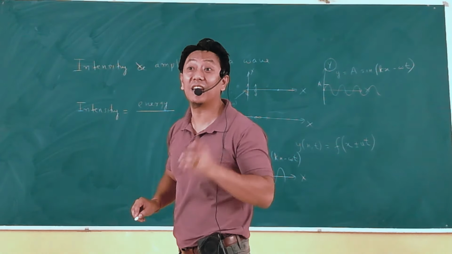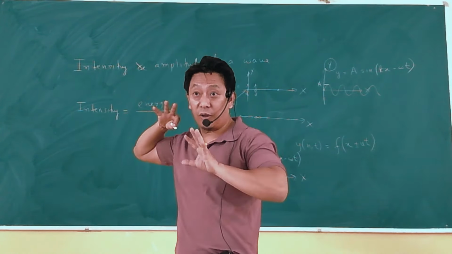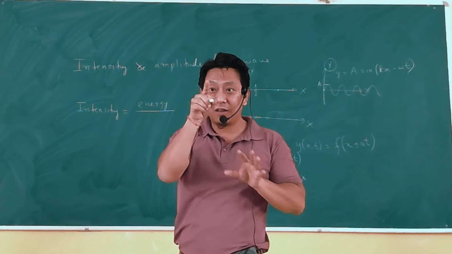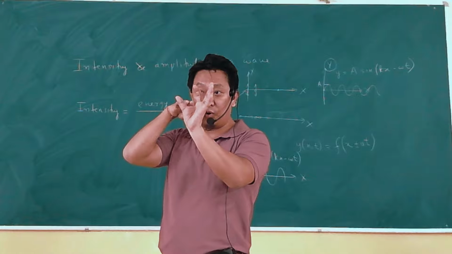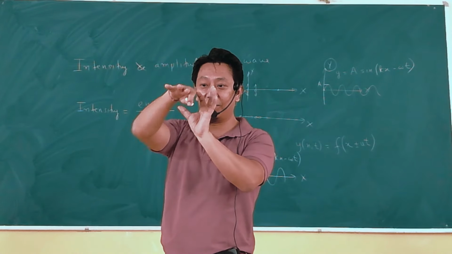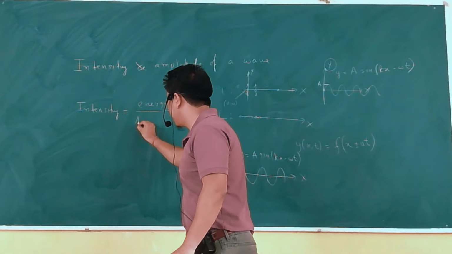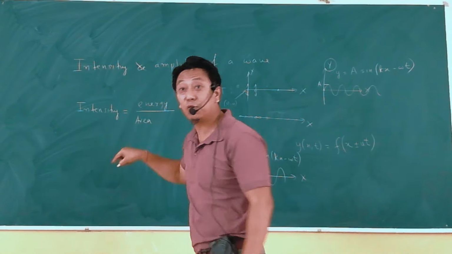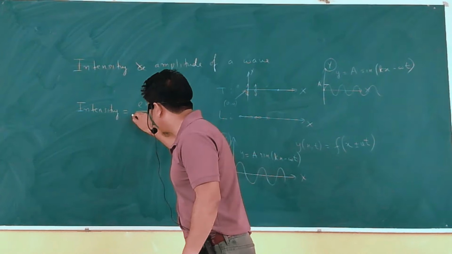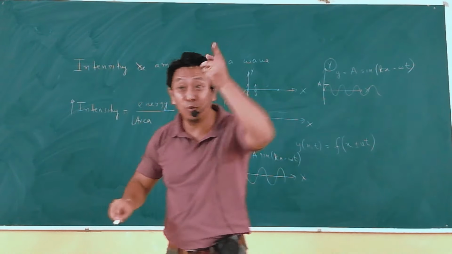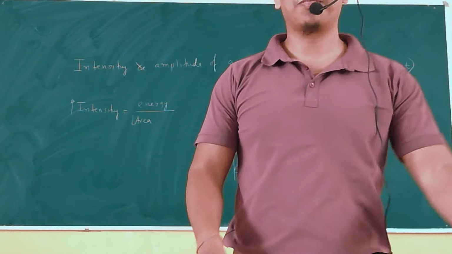What matters? Area. So if energy is flowing, you have to imagine some area perpendicular to the flow of energy. So energy per unit area. Why per unit area? Because the smaller the area, the more intense it will be. Clear?